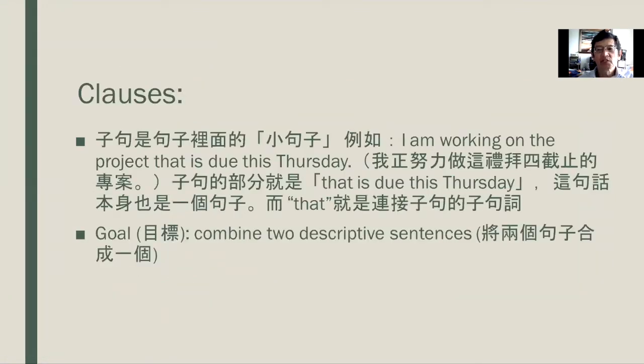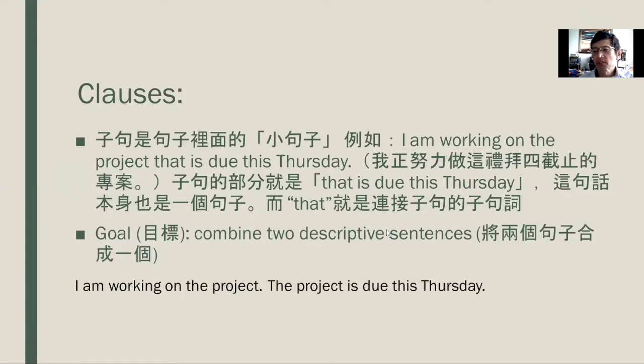Please read the definition of clauses here. The goal of clauses is to combine two sentences into one. The example here is, I am working on the project that is due this Thursday. So the clause is, that is due this Thursday. The sentences that we're combining are, I am working on the project. The project is due this Thursday.